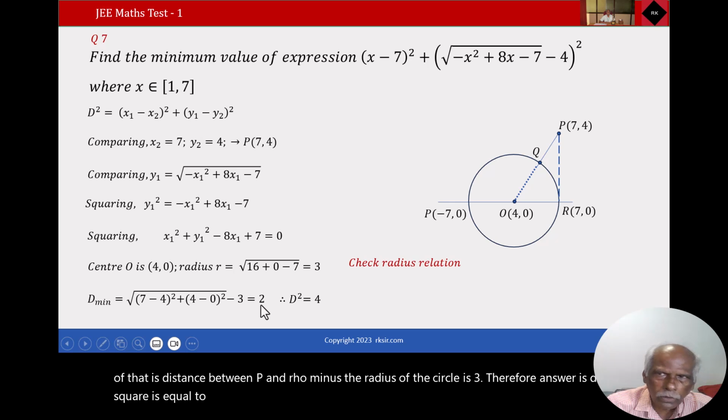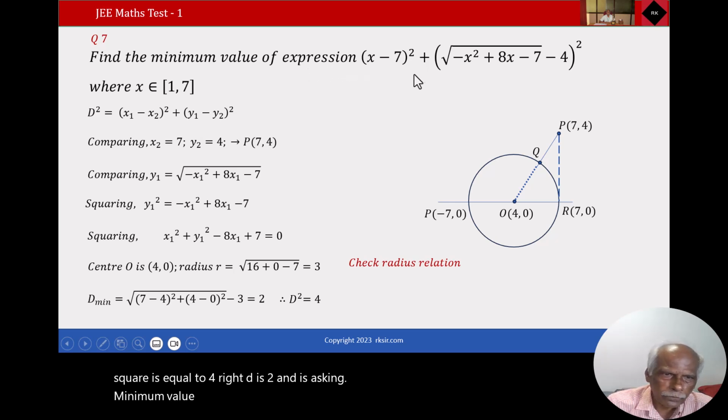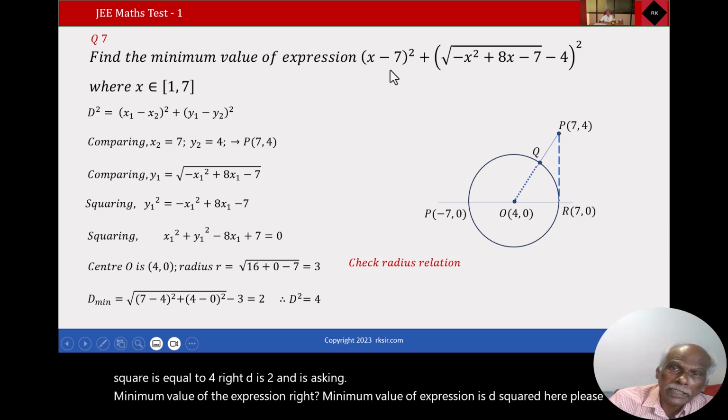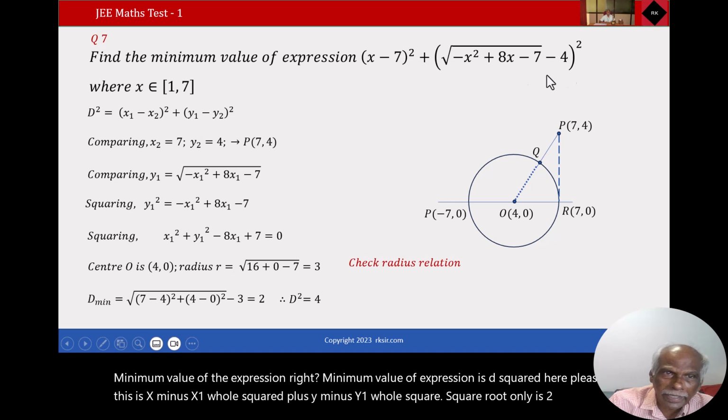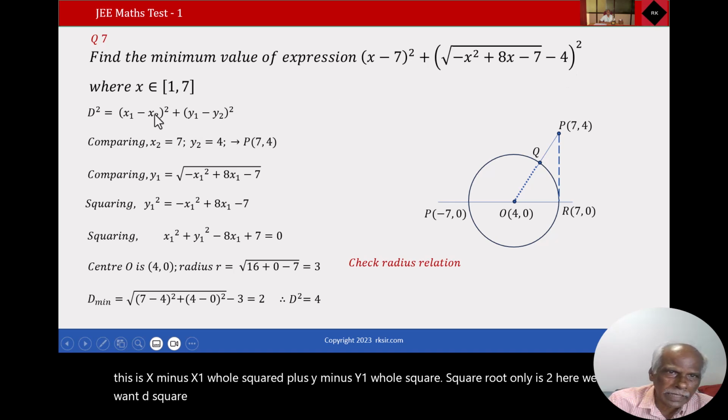D is 2, and he is asking for the minimum value of the expression, right? The minimum value of the expression is d squared here. Please note, this is (x minus x1) whole squared plus (y minus y1) whole squared. The square root only is 2 here. We want d squared here. It's the square of the distance. That is what is asked here.